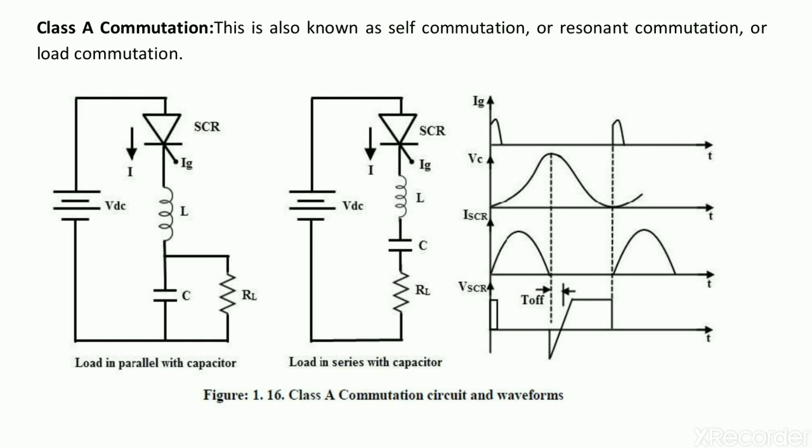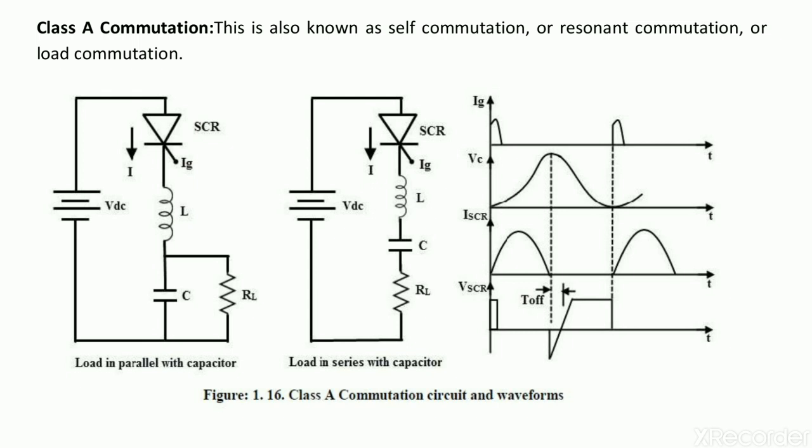So we can see there are a total of 2 circuit diagrams for class A commutation. In the first circuit, the input supply is VDC, that is direct current input supply, with 1 SCR in series with inductor L, and the capacitor C and RL are in parallel. RL is nothing but the load resistance.